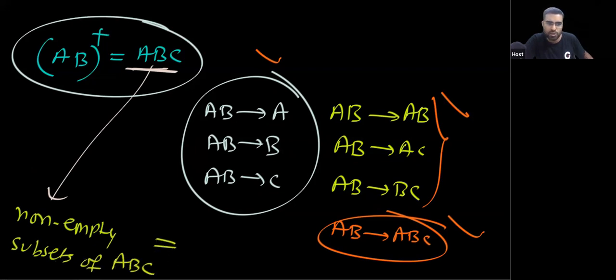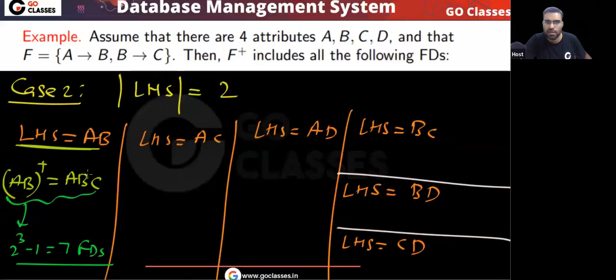How many non-empty subsets of ABC? That will be 2 power 3 minus 1, that will be 7. These many non-empty subsets of ABC. So you got 7 FDs here. How many FDs you will get here? Let me know. So you find what is AC closure. AC closure is ABC. If you find AC closure, that will be ABC.